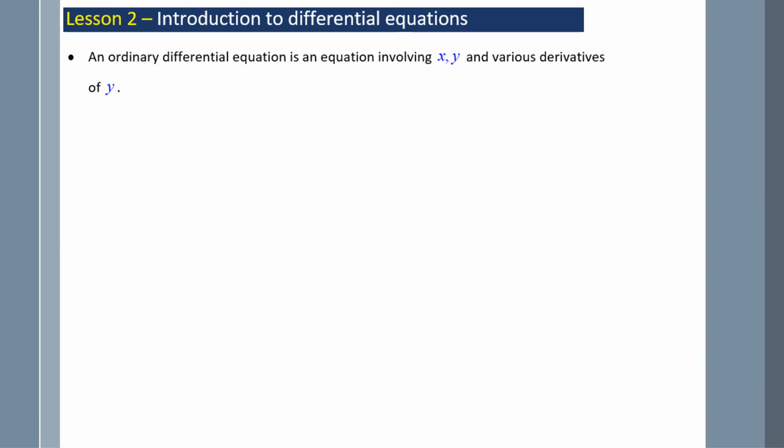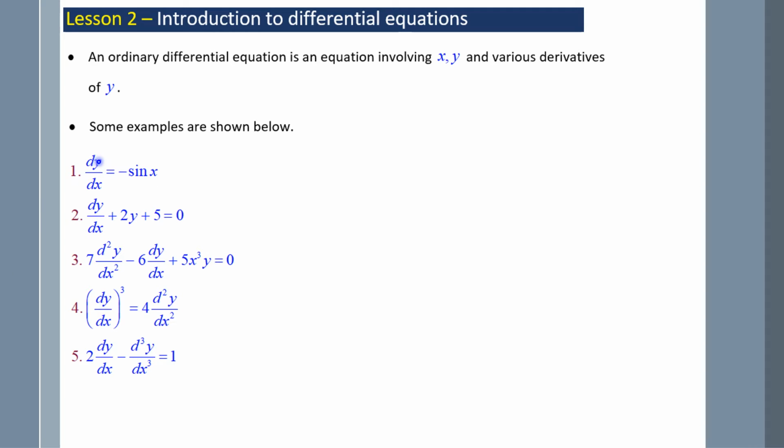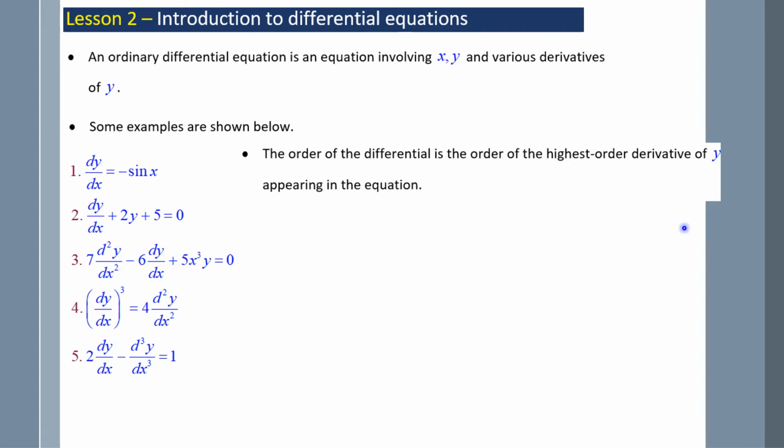An ordinary differential equation is an equation involving x, y, and various derivatives of y. Some examples are shown below. So here we have dy/dx equals negative sine x. We have dy/dx plus 2y plus 5 equals 0. We have derivatives with the second derivative, d squared y over dx squared. And we have different varieties here.